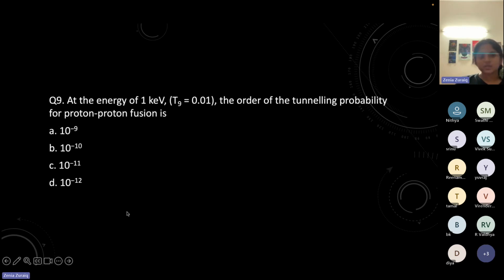So yeah, this is the last question for today. At the energy of 1 keV, which is given by T9 of 0.01, what is the order of the tunneling probability? Again, this is something that was covered in your previous week's lectures, week 4, and we have also discussed it in the class. So if you can find those formulae, try to do it.